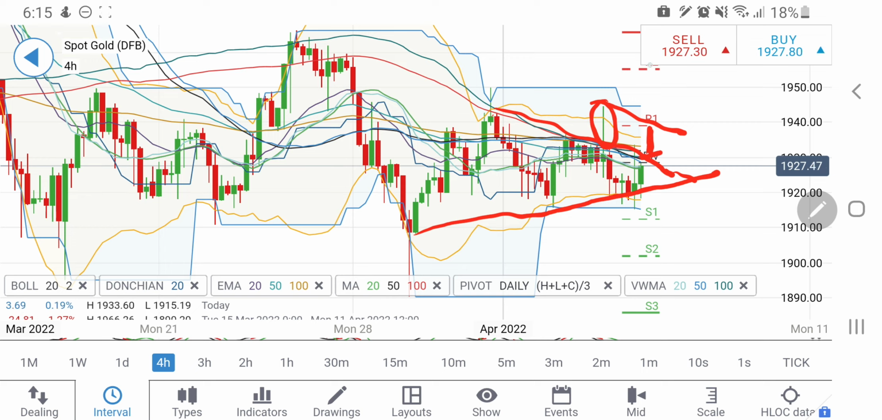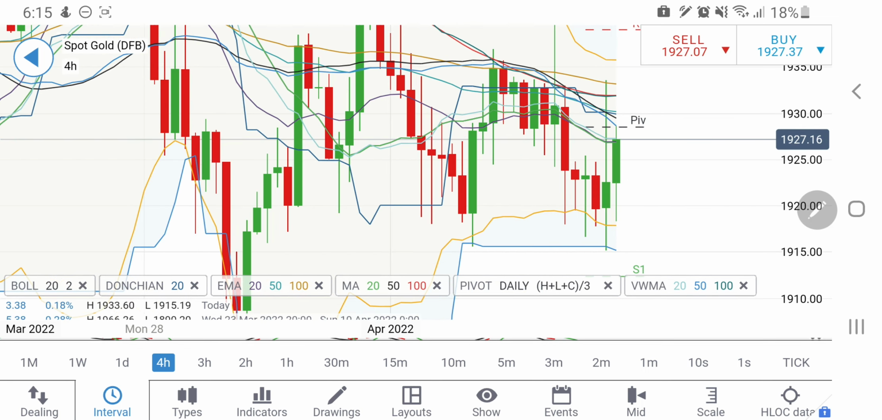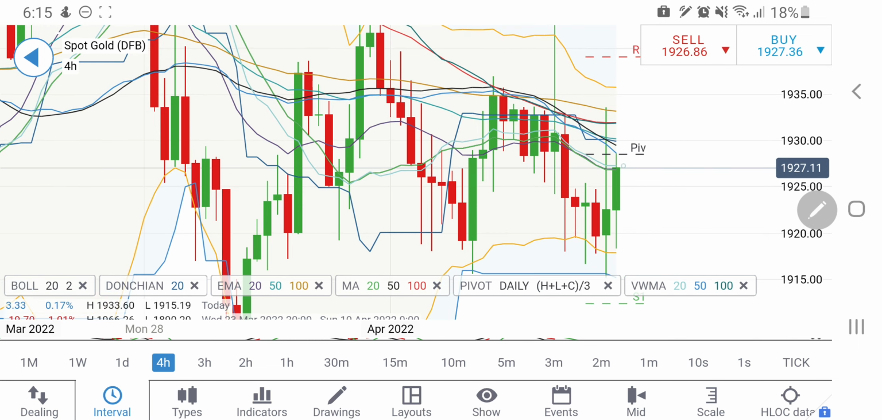On the downside there is a support at 1920. If you see it trading below 1920, then only should one go short. Now look at this, in between 1920 and 1932 we should try to exercise a little bit of restraint. Why I am saying so: there is a large resistance zone in between, from 1927 to 1932. Only after passing this zone can you expect that it may enter the bullish zone.